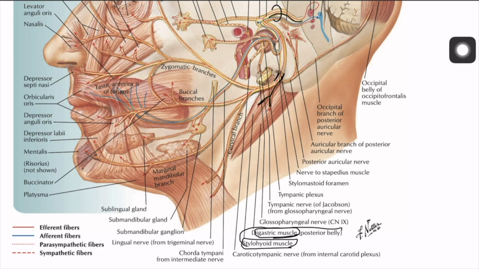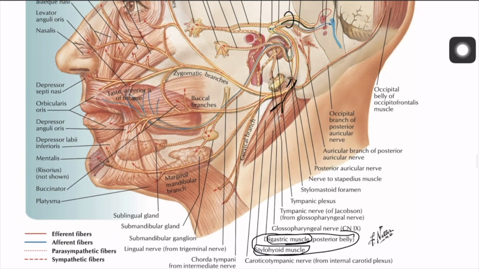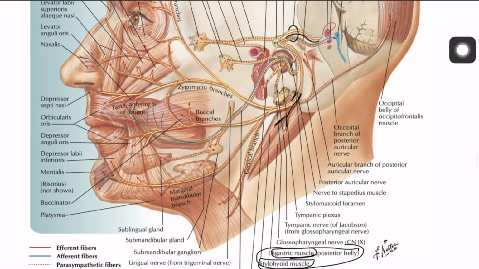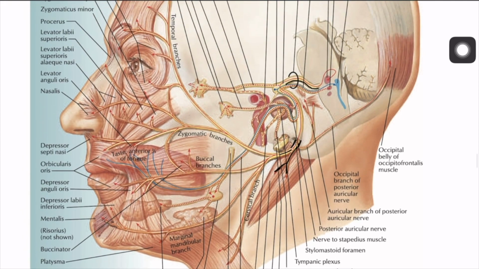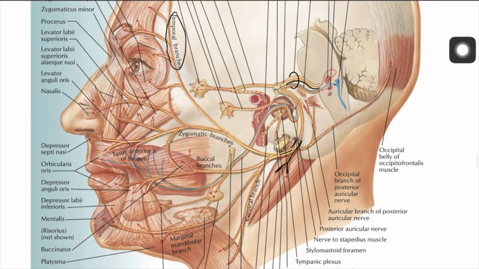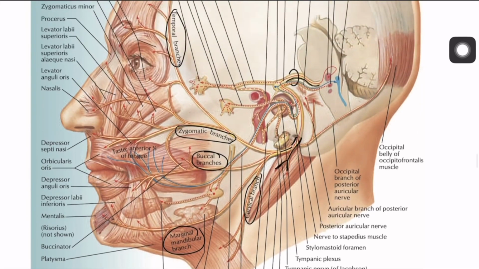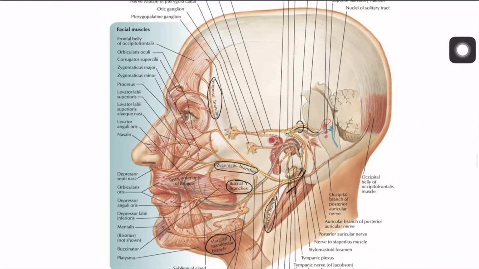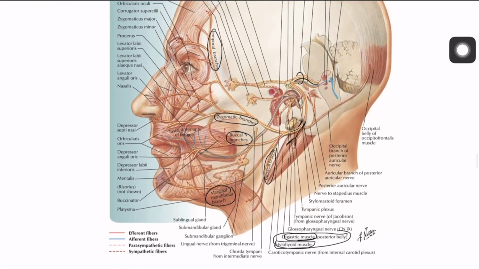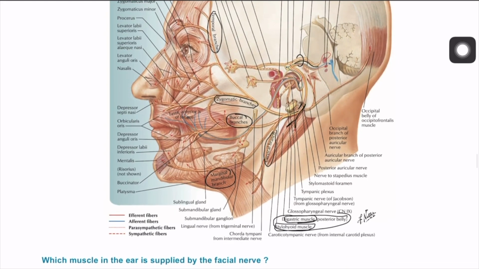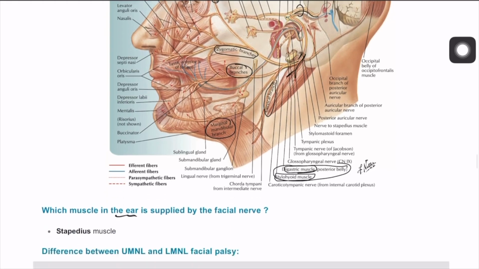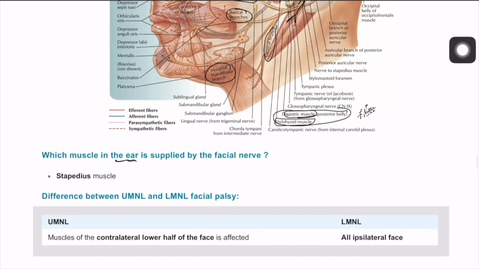Okay, the posterior belly, and the facial nerve supplies those two muscles, and then it continues and divides into five terminal branches. You have here the temporal branch, the zygomatic branch, the buccal branch, then the marginal mandibular branch, and finally the cervical branch. Okay, so these are the facial nerve and its course and branches. In the ear, the muscle supplied by the facial nerve, as we mentioned, is the stapedius.